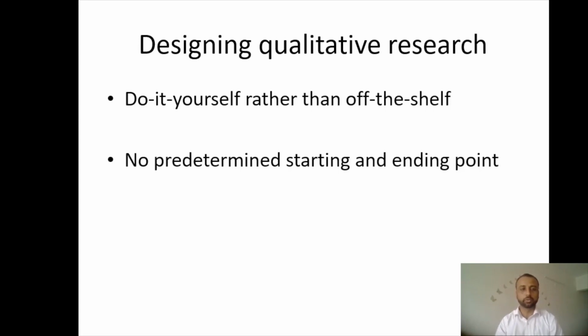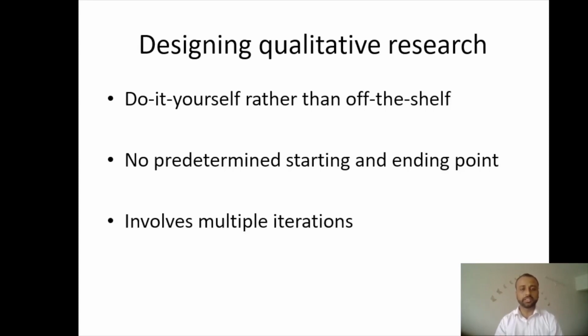That means there is no predetermined starting or ending point. So it can start when you go out and see somebody talking. It can be when you go out and see a specific culture. It can be when you visit a company and you find that there are certain problems or certain success stories that need to be highlighted. There is no predetermined starting as well as ending point.